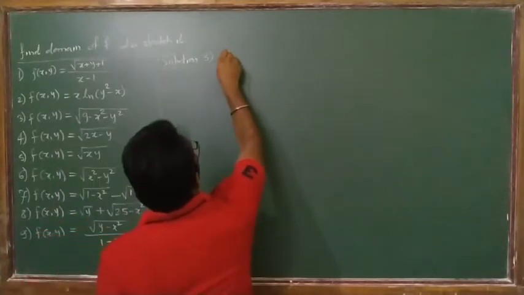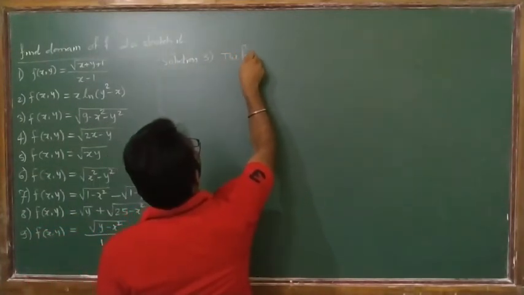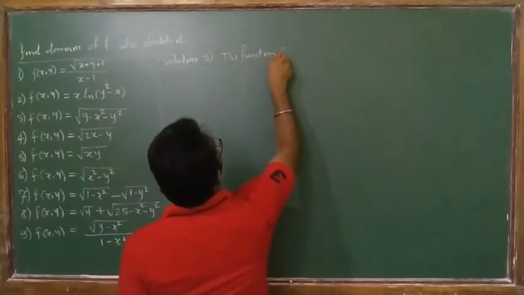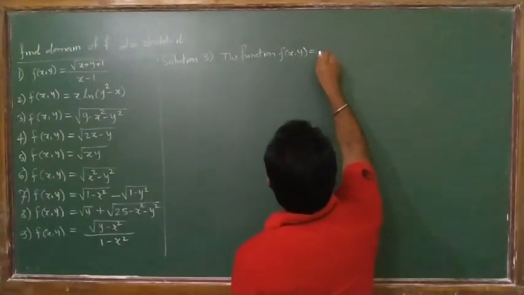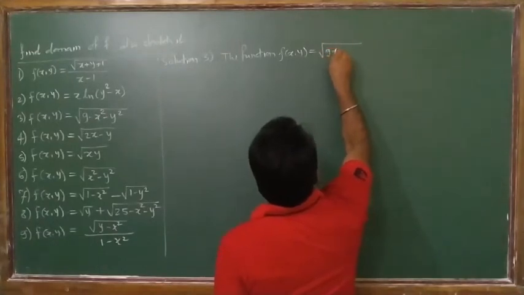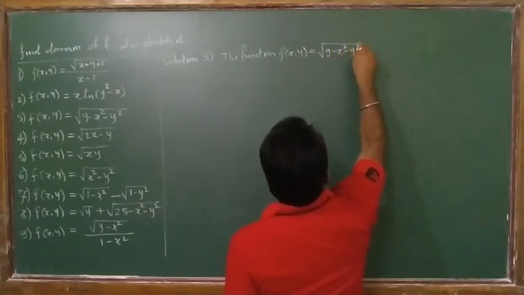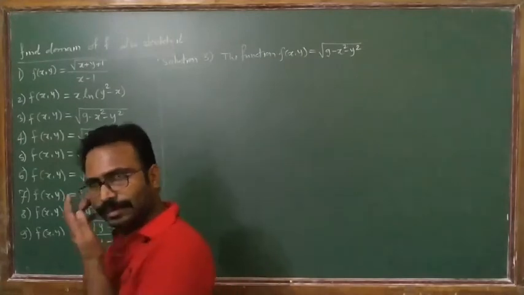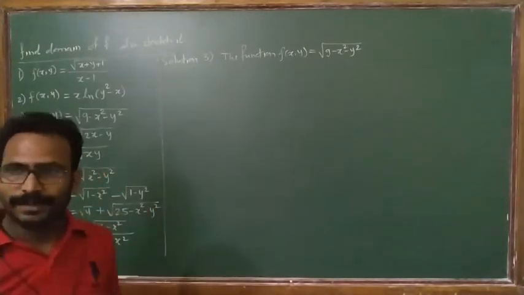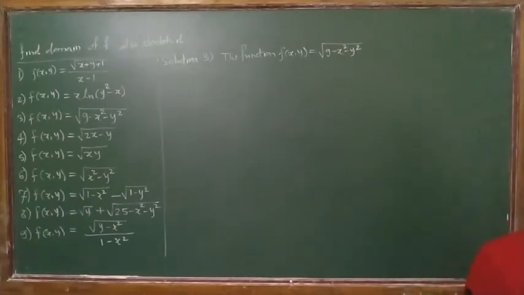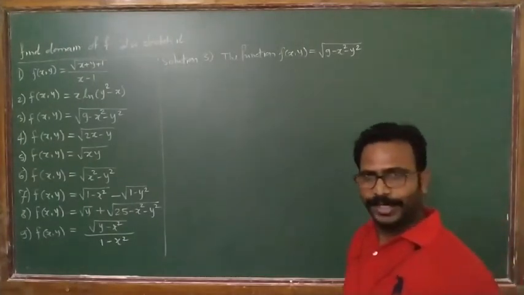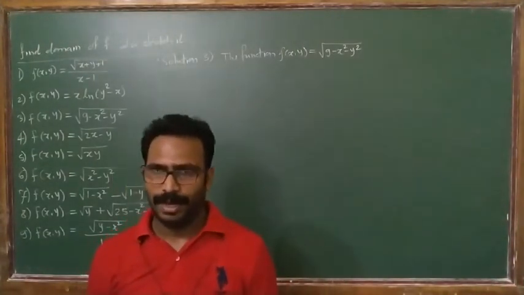So the function, what is the function? Under root of 9 minus x square minus y square. So it is a two variable function. We have to find the domain. We have to identify those points which cannot have an image in the codomain, which cannot have the output.